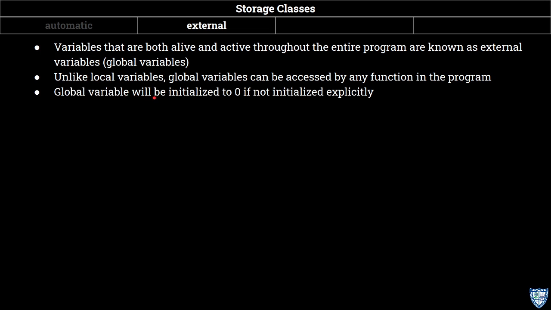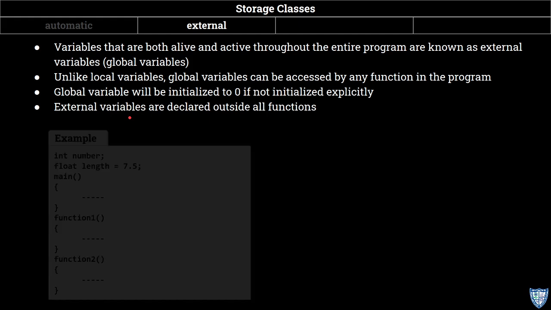Global variables will be initialized to 0 if not initialized explicitly. That also I have mentioned already. If you don't put any value inside a global variable, the variable will have a value 0. And the external variables are declared outside all the functions. That is also explained in the previous example.